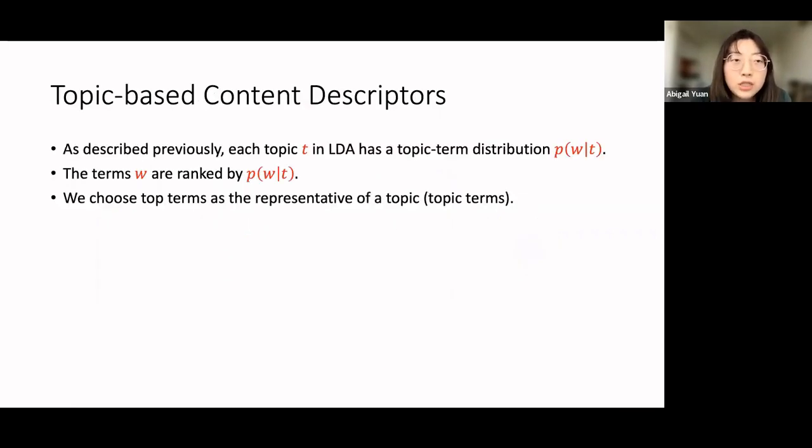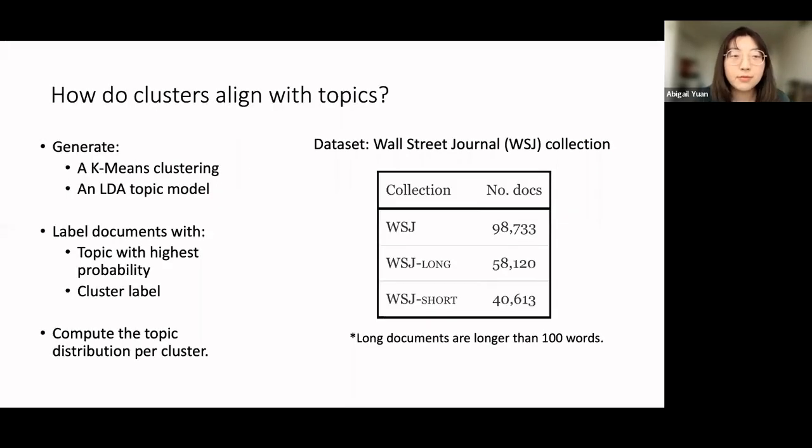And the keywords for a topic are computed from the term-topic distribution described previously. For each topic, we order the terms by their weight, and we choose the top terms as the topic terms. And we are interested in how the clusters align with the topics.